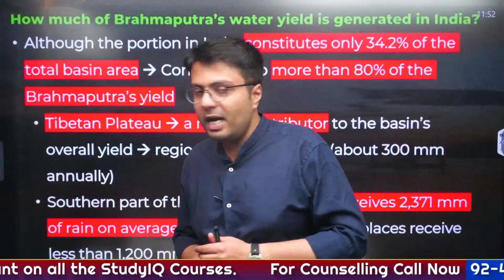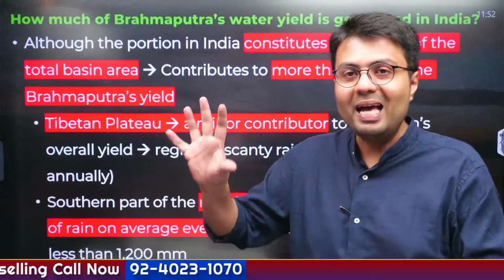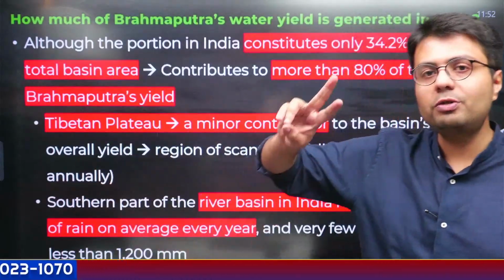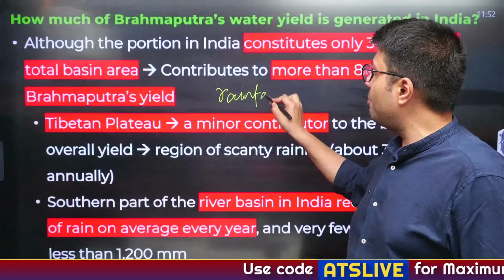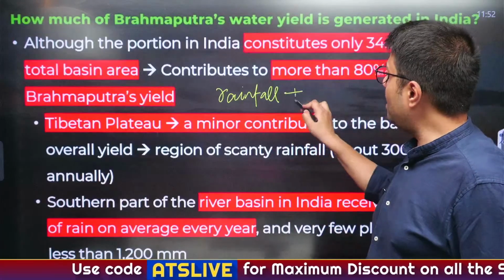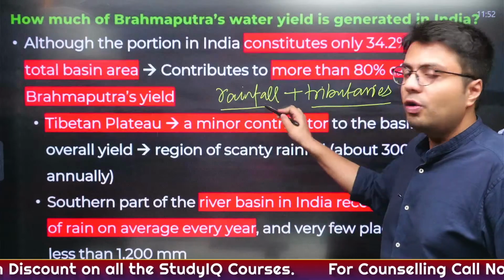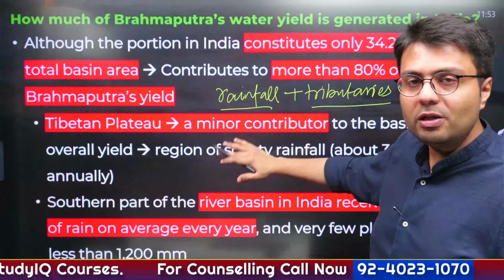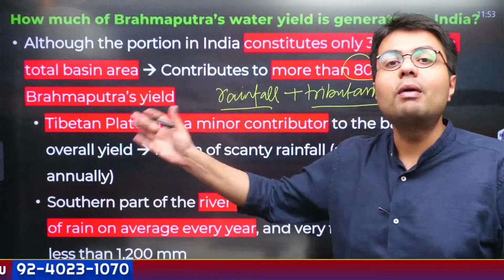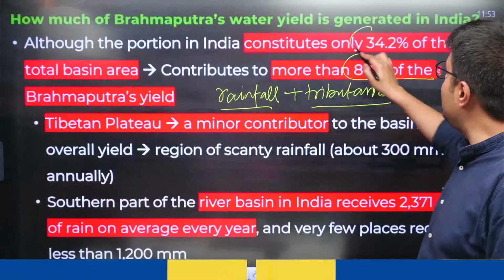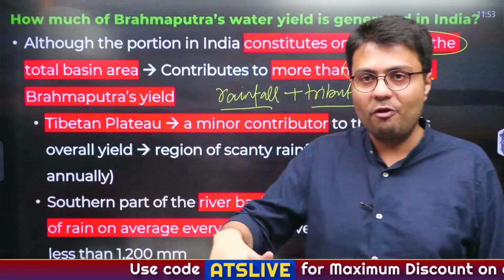Right, what you need to understand is that the majority of the waters in Brahmaputra are supplied by Indian tributaries, and this is because of two different factors. First is that the Indian regions where the Brahmaputra river flows witness a large amount of rainfall, and I've already told you the tributaries of the Brahmaputra river themselves supply a large amount of water. So because of these two factors, the majority of water, that is more than 80% of the waters in Brahmaputra, is coming from the Indian side, despite the fact that India's area of Brahmaputra only constitutes about 34% of the total basin area of Brahmaputra, right?